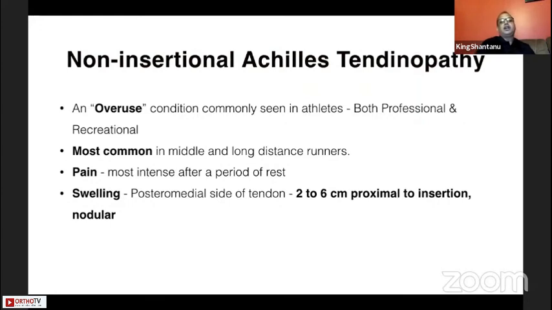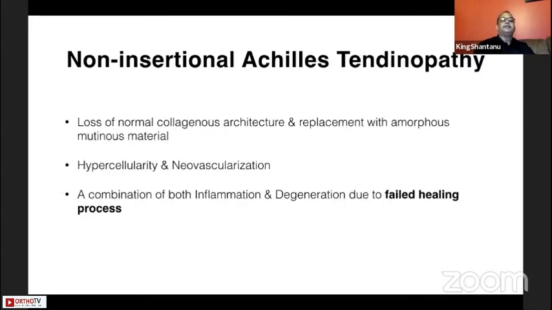So there are micro ruptures and there is an attempt at repair. This is most common in middle and long distance runners, and pain is the most common presenting symptom. This pain occurs generally after a period of rest or when they wake up after a sleep. And there's also a swelling. Swelling would be over the posteromedial side of the tendon, and there would be nodular swellings there.